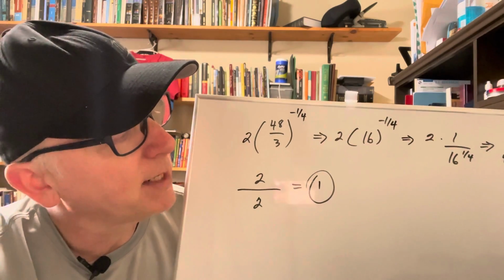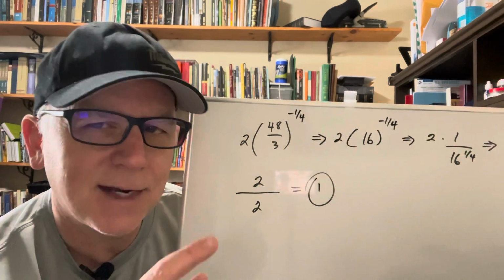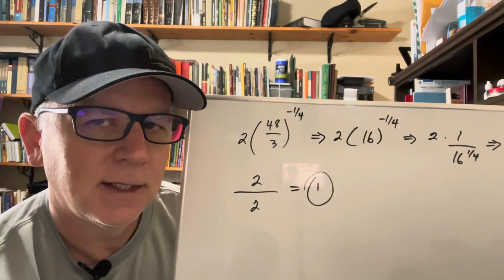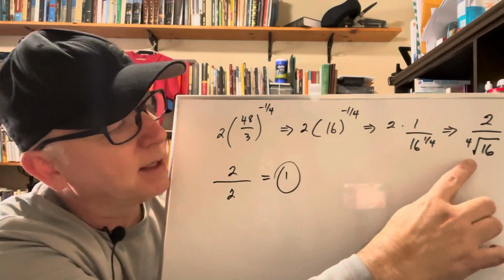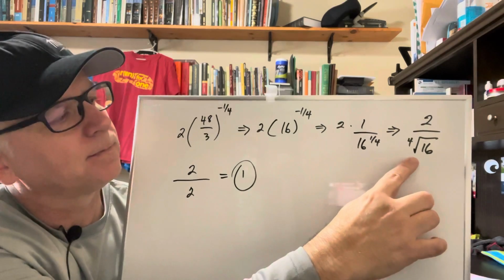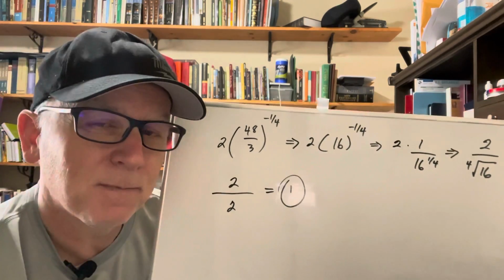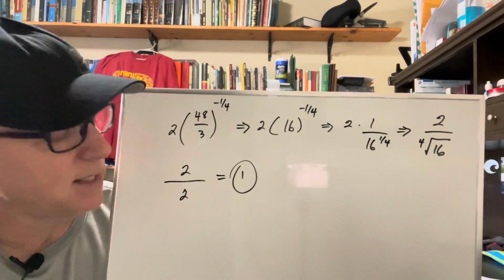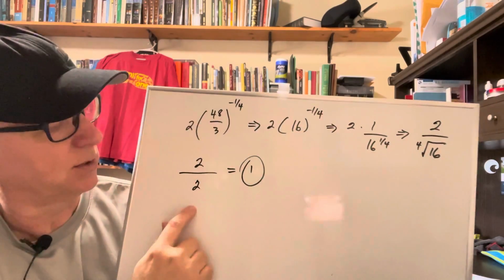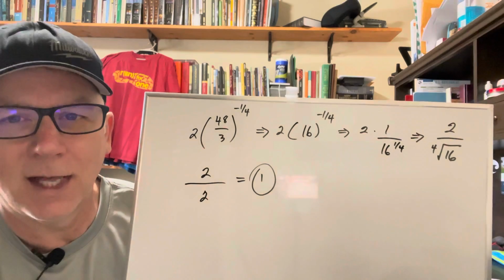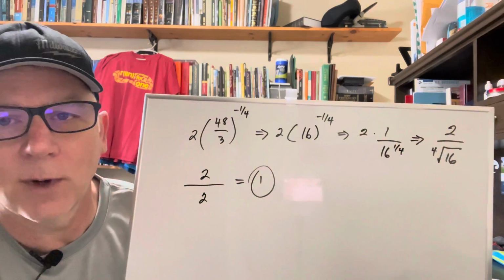And when you raise something to the 1/4 power, that is equivalent to taking the 4th root of it. So this becomes that. And the 4th root of 16 is just 2 because 2 to the 4th power is 16. So that becomes 2. So wow, it actually is just 1 when we simplify this all the way.